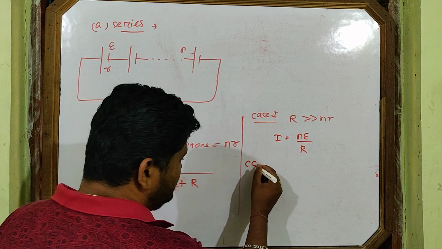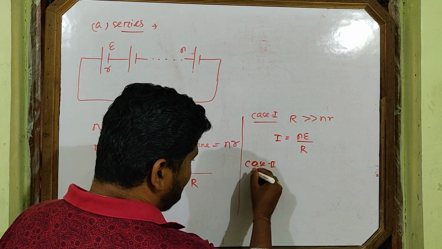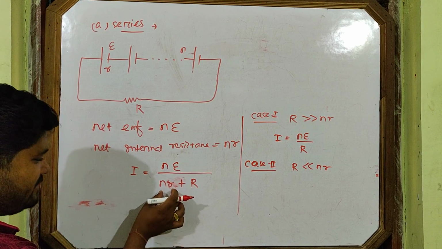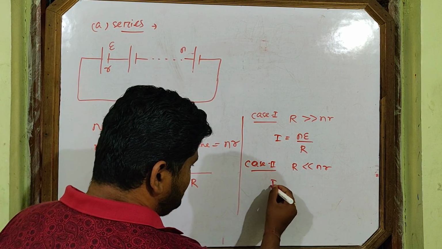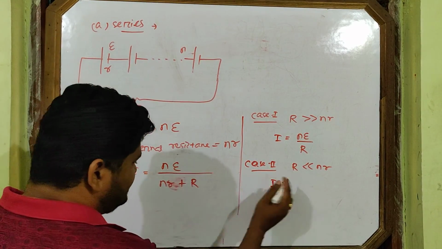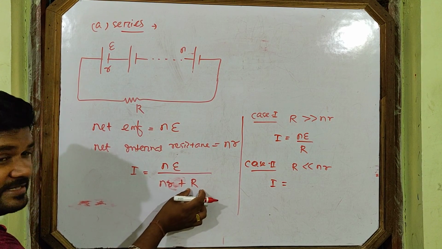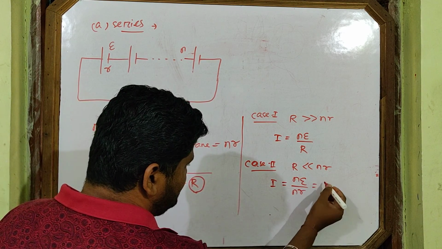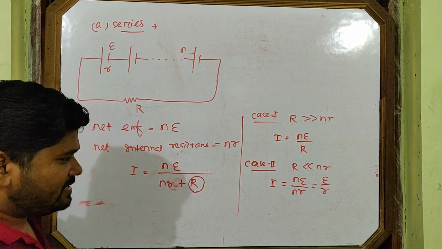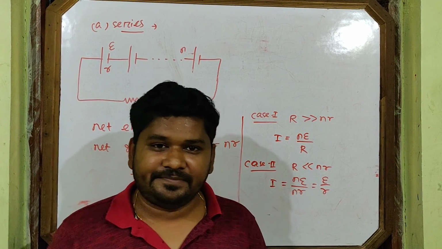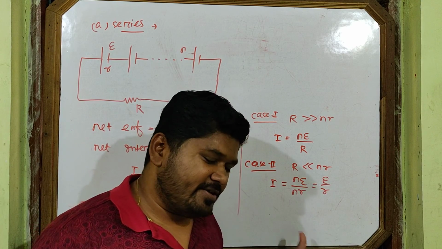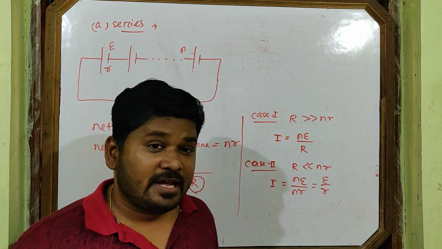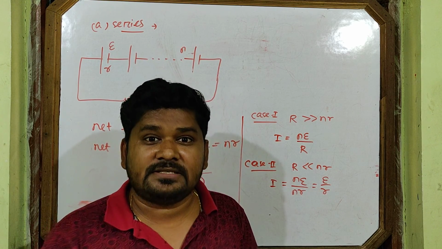Now let's come to case 2, then you will understand more easily. Case 2, R very much less than nr. External resistance is very much less than the total internal resistance. So what is that? nE by nr, as R is negligible. So you are getting E by r as the net current. Does the current depend on the number of cells? You connect 5 cells, that current you will get. You connect 100 cells, that current you will get. You connect infinite cells, that current you will get. Then why would you connect more cells?